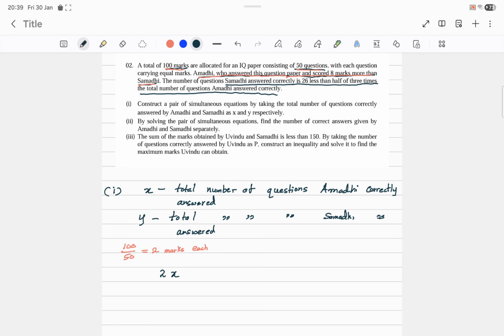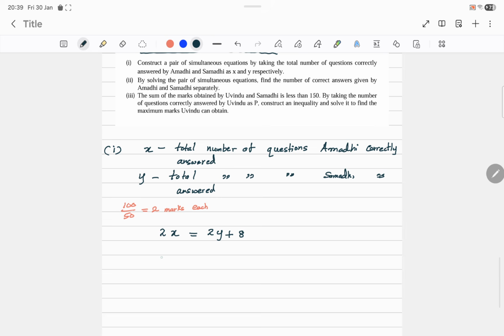She answered x number of questions, so you have to multiply by 2 to get her mark. She scored 8 more than Samadhi. So 2x is equal to Samadhi's score plus 8. Samadhi answered y number of questions correctly, so 2 times y is her score, and you have to add 8. That is going to be equal to Amadi's score, from that underlying statement. So now you can make your first equation: 2x minus 2y equals 8. So that's the first one.